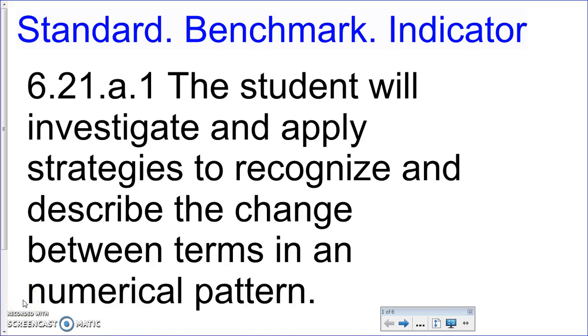Today we are looking at number patterns. Please copy down the standard benchmark indicator on a clean page in your math notebook. The student will investigate and apply strategies to recognize and describe the change between terms in a numerical pattern.